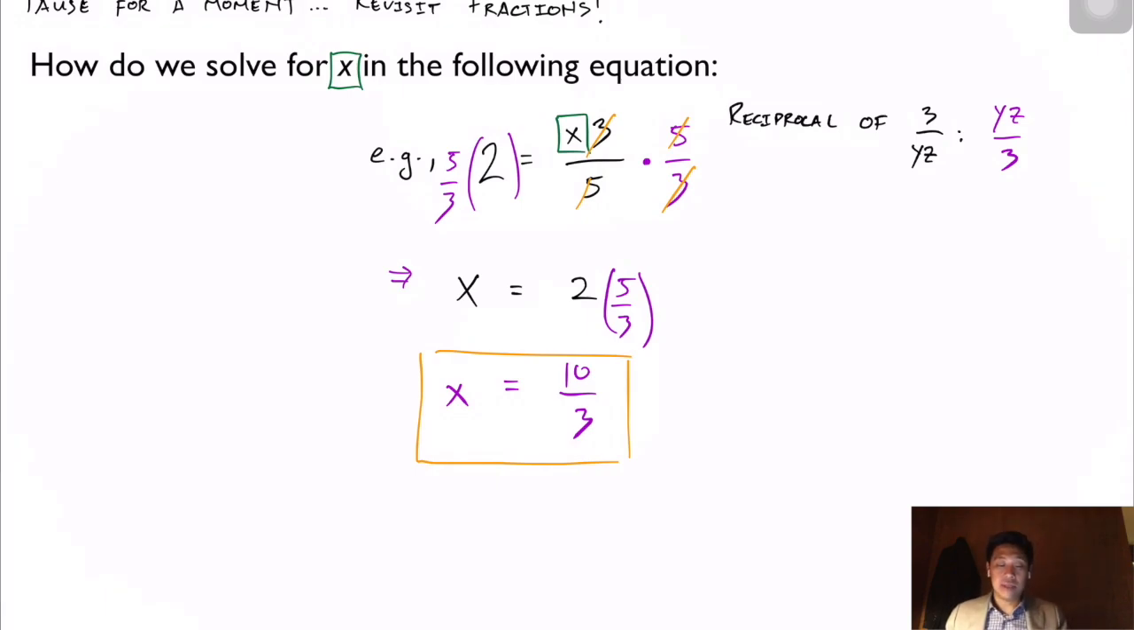So the key concept to take away here or to recall here is the fact that you can get rid of fractions easily by multiplying by the reciprocal. Now, why is this important? Let's look at the future value formula.